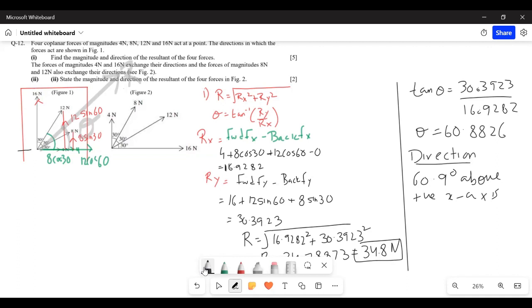We had 16, then 12, then 8, then 4. Now it's in the other order. 4, then 8, then 12, then 16. So they're the same forces, but their angles have changed or their directions have changed. That means that the resultant R is going to stay the same. Resultant will stay the same. So without any working, for part 2, you write: Resultant equals same answer as before, 34.8 newtons. Same as 1.